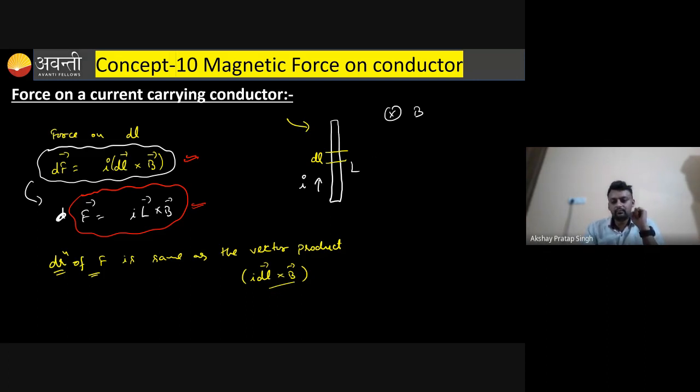Okay, I will tell you. First of all, listen, the statement is clear to you. The direction of force is the same as the vector product i dl cross B. That means you should place the fingers of your right hand in the direction of current I, or in the direction of current element i dl. So the direction of I is upward. Place your right hand fingers in the upward direction like this.